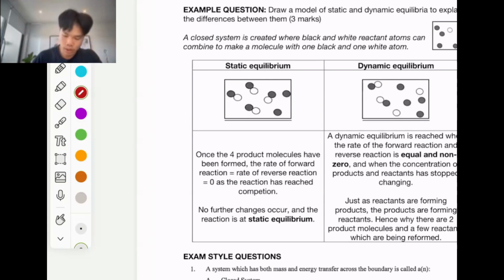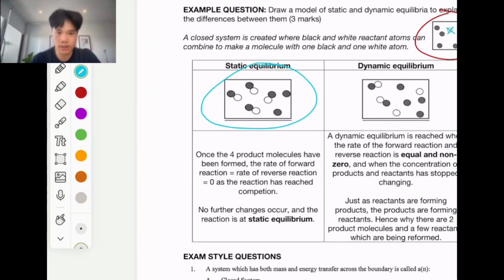So for a static equilibrium, imagine a system where you have black dots combining with white dots to make black and white molecules. In a static equilibrium, you represent the reaction going to completion. So the limiting reagent is completely consumed. All of the white dots have been completely reacted and combined with black dots. If the reaction's gone to completion and it's not reversible, then there'll be no reverse rate, there'll be no forward rate, hence static equilibrium.